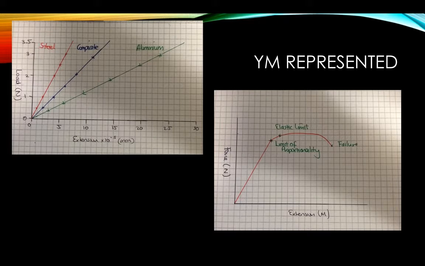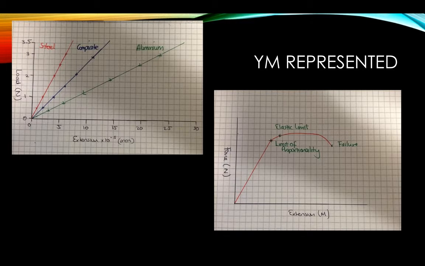The Young's modulus can be represented on a graph by putting stress on the y-axis and strain on the x-axis. In doing this, you're able to calculate the Young's modulus by working out the gradient, which is the change in y over the change in x, and this directly relates to the equation of the Young's modulus. Steel is one of the stiffest materials there is, with a very high Young's modulus, and so has a very steep gradient. Aluminium has a less steep gradient, with composites such as carbon fibre lying between the two.